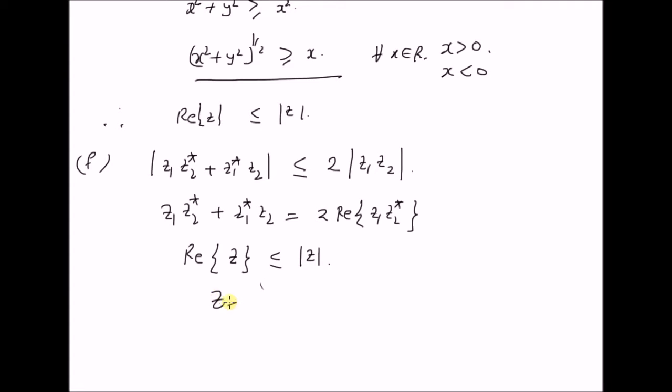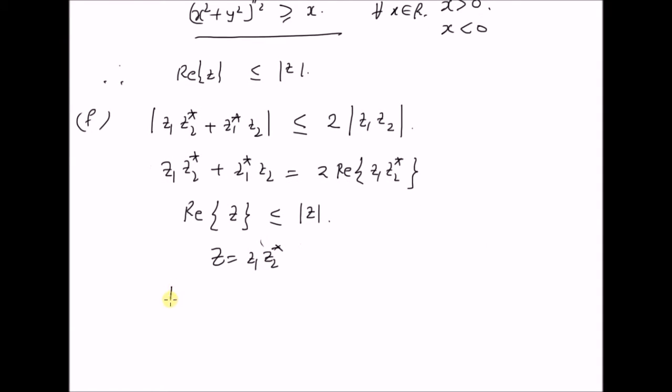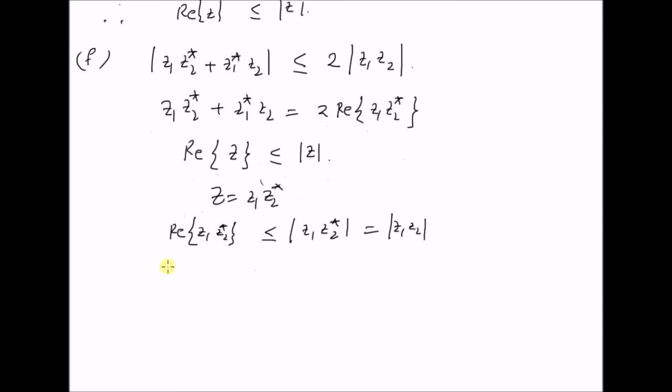Now, letting z equal z1 z2 conjugate, we know the real part of z1 z2 conjugate is always less than or equal to the absolute value of z1 z2 conjugate, which is equal to the absolute value of z1 z2. That is, the absolute value of the product z1 and z2. Now, by using this relation, we can clearly see that z1 z2 conjugate plus z1 conjugate z2 is clearly less than or equal to 2 times the absolute value of z1 z2.